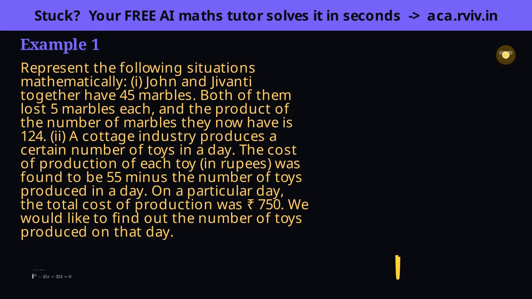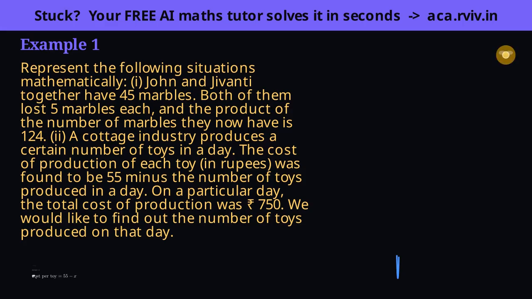On to part 2, the toys. Same opening move, name the unknown. The thing we're actually asked to find is how many toys were made, so let that be X. Always let X be the quantity the question wants. The cost of each toy is given as 55 minus the number of toys, which is 55 minus x. This is the subtle bit that makes it a quadratic. The price per toy itself depends on x, so more toys means cheaper toys.